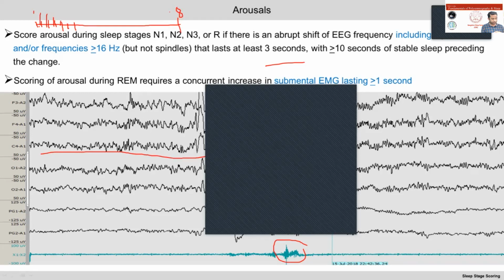The importance is that you cannot score without assigning an epoch, saying this is N1 or N2. We cannot do that. We will discuss this whole recording, how and why we are doing epoching, in the video recording in the next session. So that we will do.